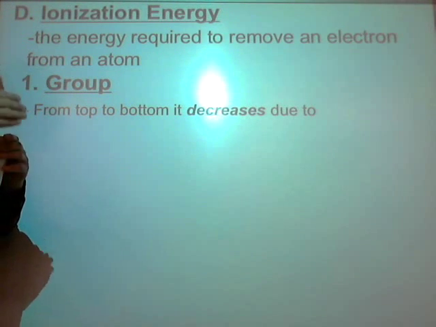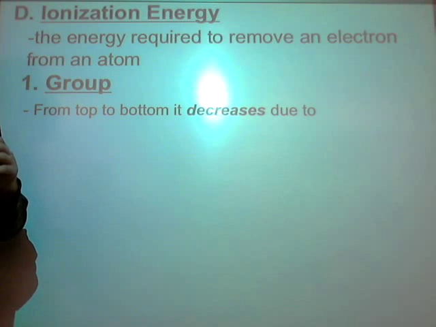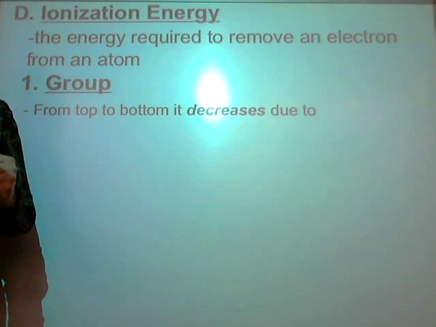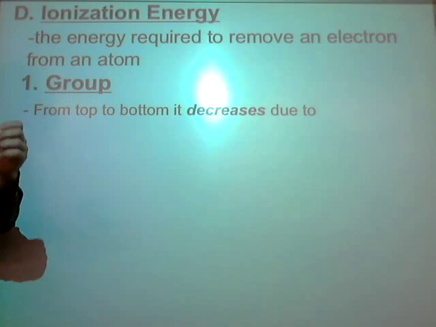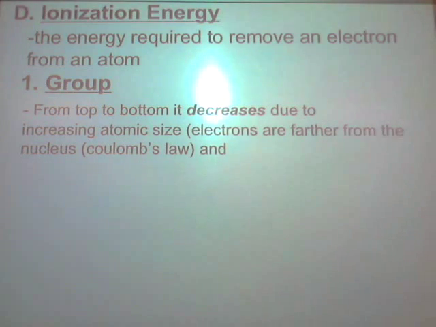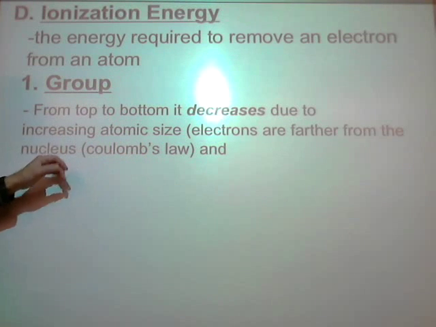You have to say, because of the increasing atomic size, electrons are further from the pull of the nucleus. According to Coulomb's law, they're not held as tightly. Right? That would be the whole story. Like that. Increasing atomic size, electrons are farther from the nucleus.